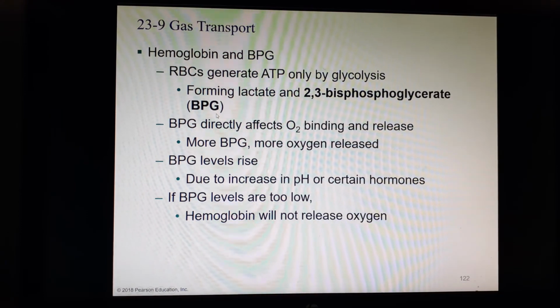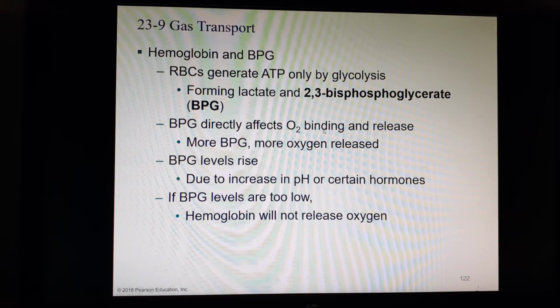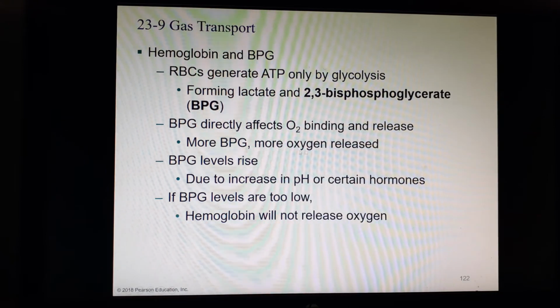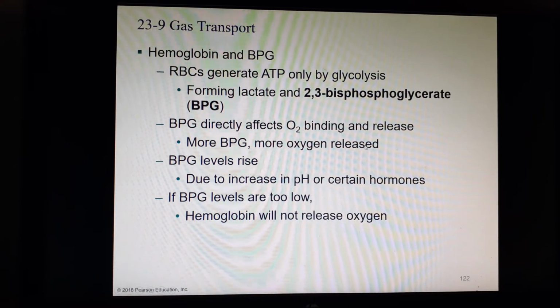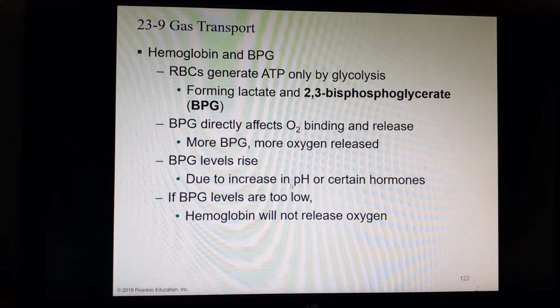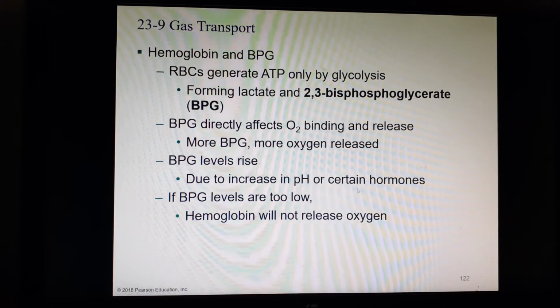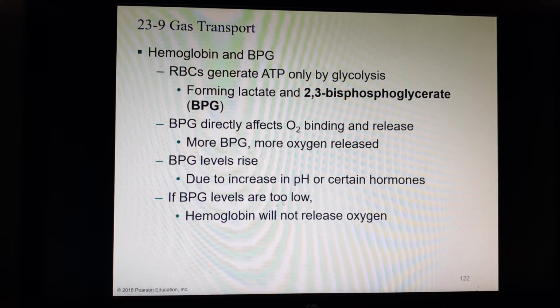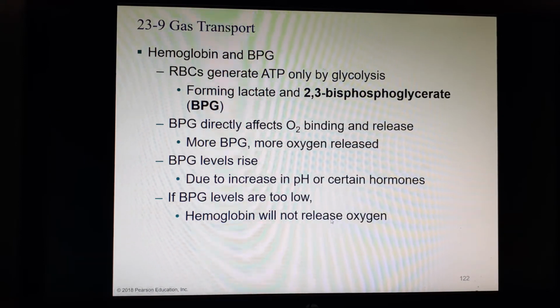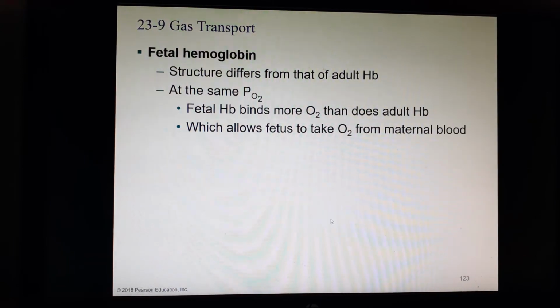2,3-bisphosphoglycerate, BPG. BPG directly affects oxygen binding and release. So the more BPG we have, the more oxygen gets released. And BPG levels will rise in response to an increase in pH, becoming more alkaline, or certain hormones. If BPG levels are too low, the hemoglobin will not release the oxygen at all.